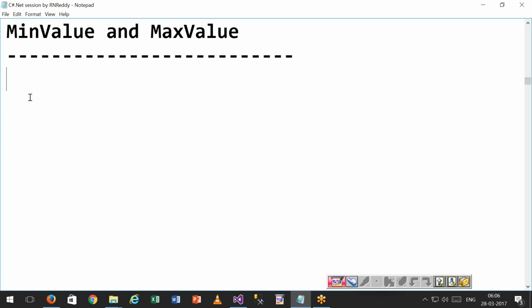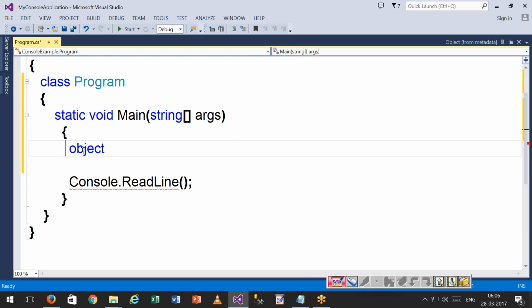Come back to min value, max value. Manasa, tell me about min value and max value. It tells us the range in which a data type can be used. Min value will give the starting range of the given data type. Max value will give the maximum range of the given data type.